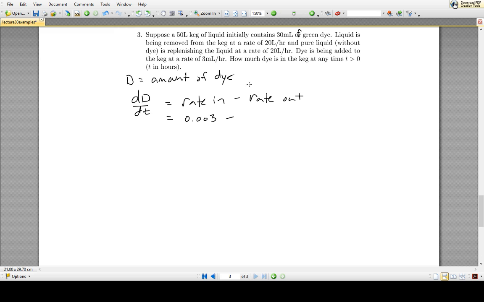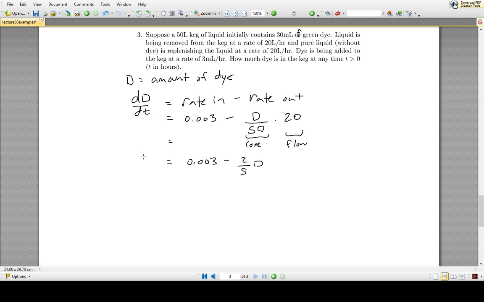Well, how much dye is going out? The amount going out is the concentration of the dye, which is the amount of dye divided by 50 liters, times how much is flowing out, and that's 20 liters per hour. So this is the concentration, and this is the flow. So at the end of the day, this is equal to 0.003 minus 2/5 times d.